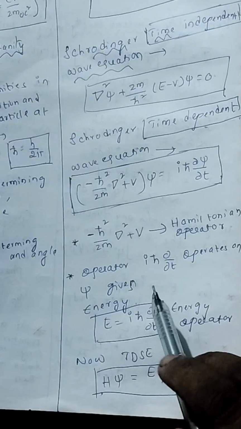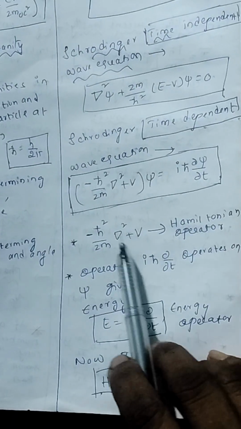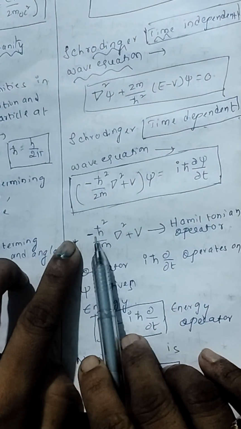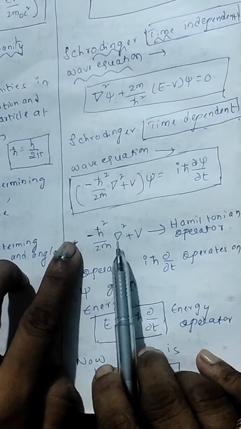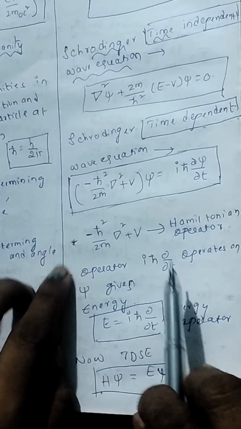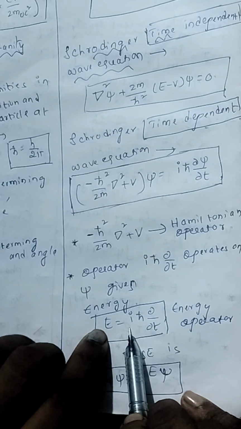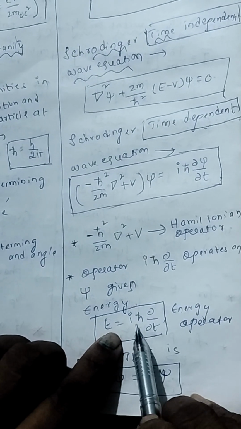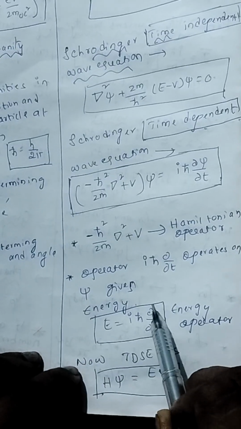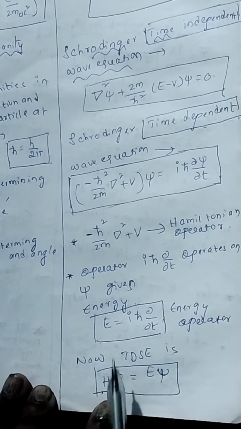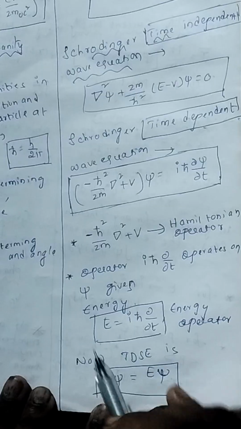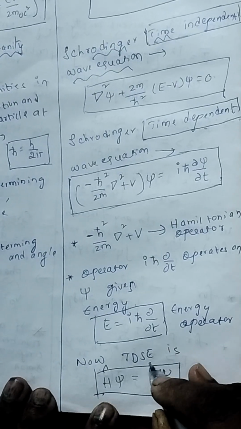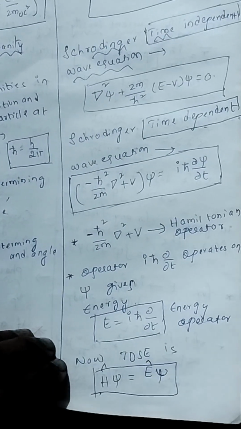So remember the formula for the Hamiltonian operator: minus ħ² by 2m del square plus V. And also remember the formula for the energy operator, iħ ∂/∂t. So in these terms we can write it as H psi is equal to E psi, right?